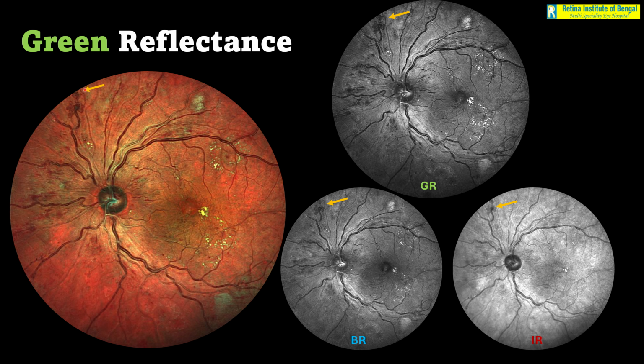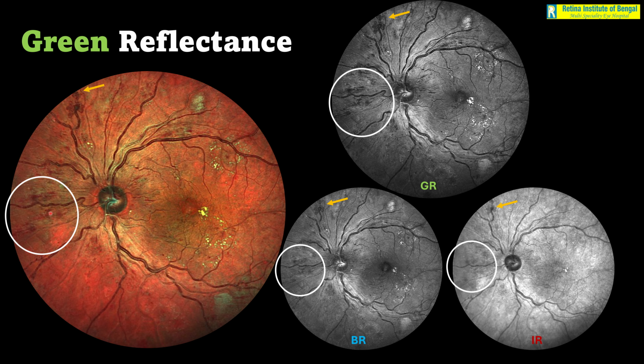First, look at this NVE. Now if you see this NVE, it is so clearly seen in the green reflectance image. It is barely seen in the infrared reflectance image, because obviously we know NVEs lie on the surface. They are not lying in the outer retina. In the blue reflectance image also, as expected, the NVE is seen.